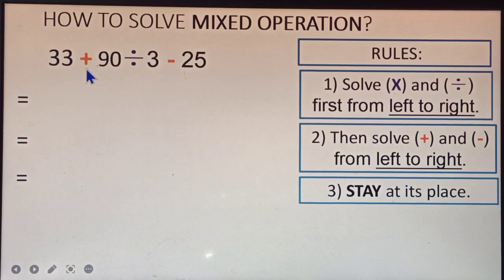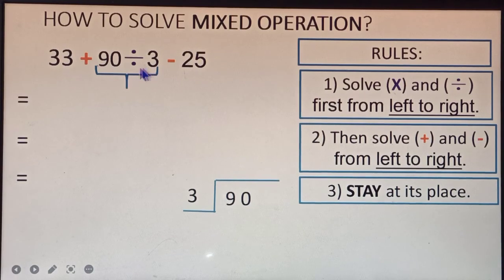Is it plus first, or divide first, or minus first? Yes, divide first. Rule number 1, solve times and divide first. Utamakan kali dengan bahagi dulu, selesaikan. So 90 divided by 3, again, we use the working house of division here. So 90 divided by 3, what do you think the answer is?